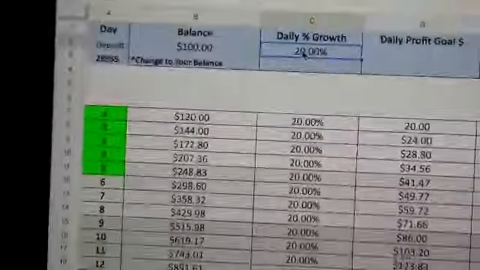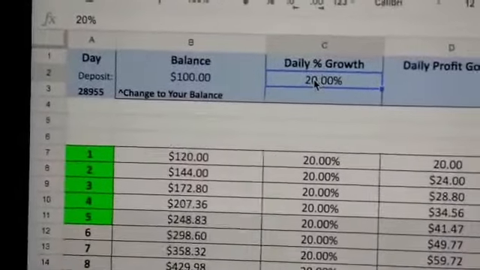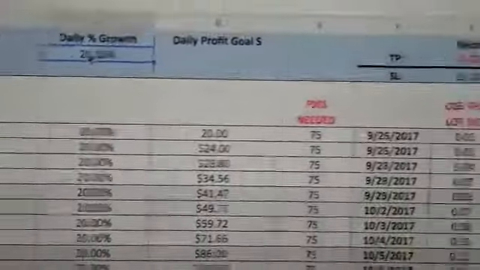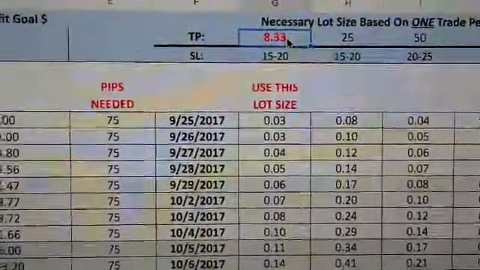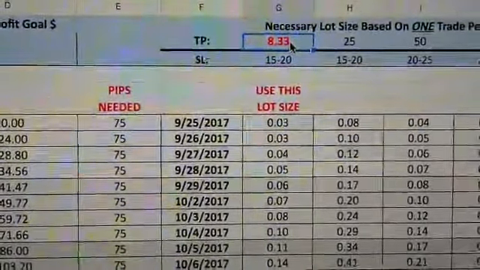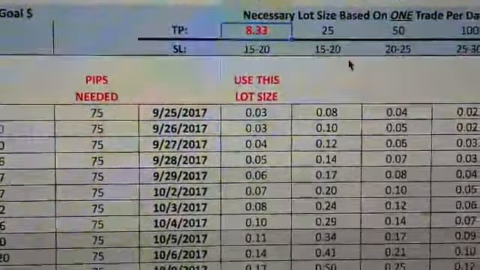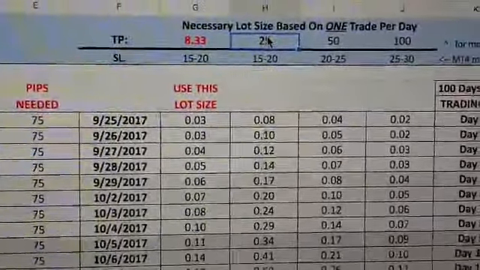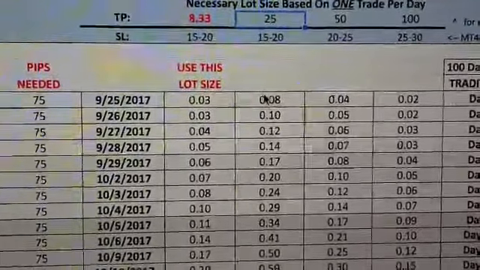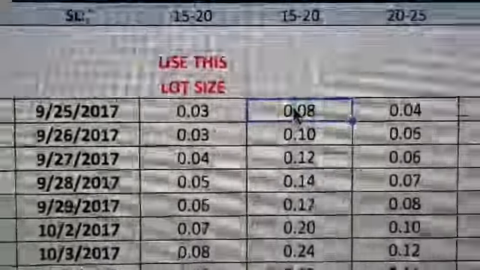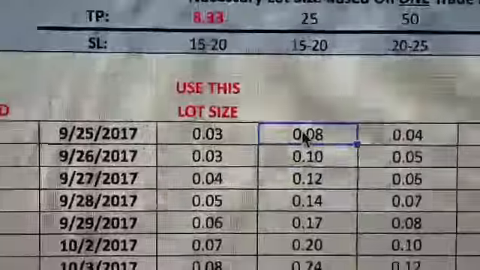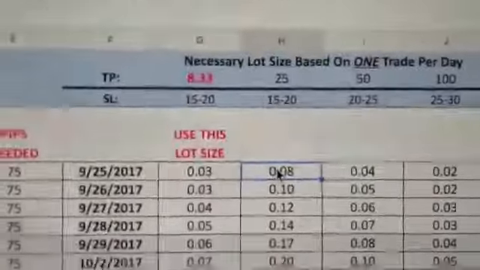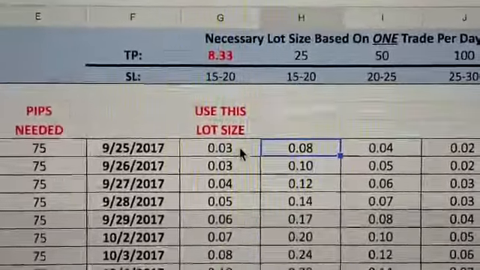Anyhow, you put in the balance that you're working with for the day, and then when you look across here, I've created a field that is right now set up for 3 entries of each pair. Essentially I'm going for a 25 pip day, and the 25 pips gives me 0.08 as my lot size. Then I take that size and divide it by 3.